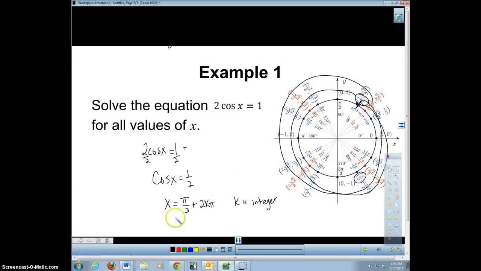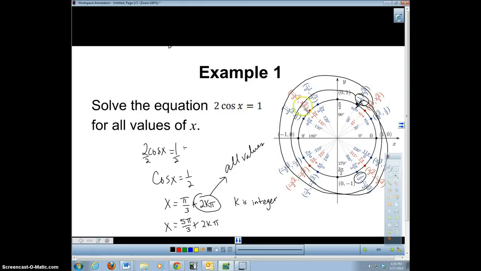So now this is not the first one. Again, we add another one. We have 5 pi over 3. And we're going to add 2k pi. So the significance of this 2k pi, this gives us all values. It gives us all the values, all the infinite values. And it allows us to go around the circle multiple times.